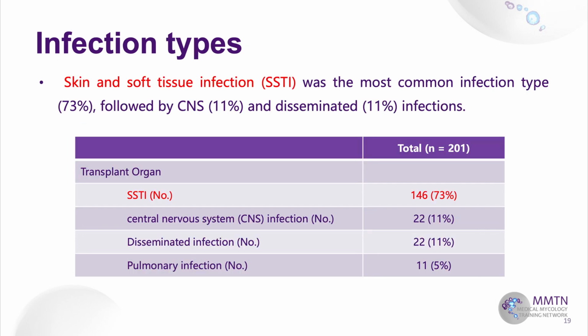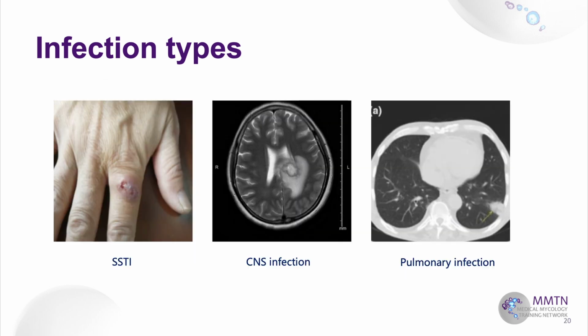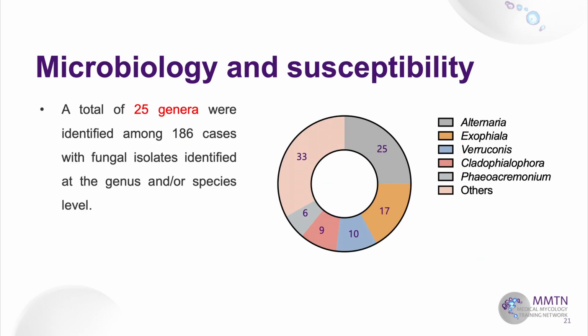For the infection types, skin and soft tissue infection, SSTI, seems the most common, at about 73%, followed by central nervous system and disseminated infection, at 11% each. The pulmonary infection took 5%. So these are the four major clinical types. Here you can see the pictures of SSTI, CNS infection, and pulmonary infection.